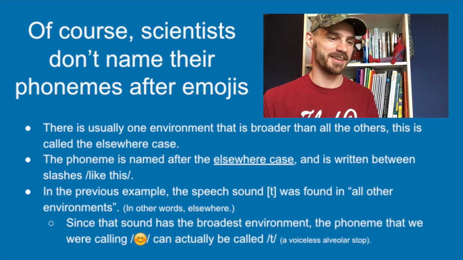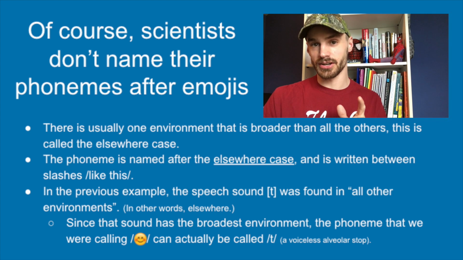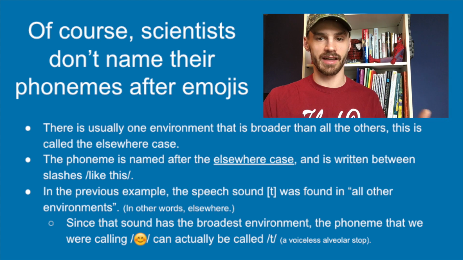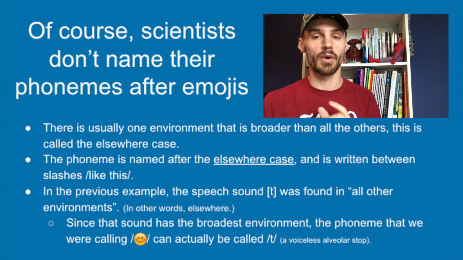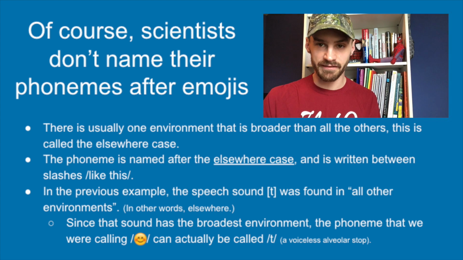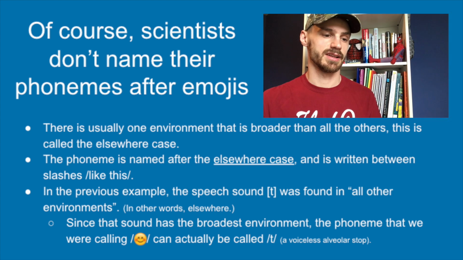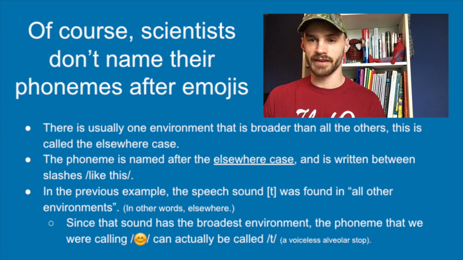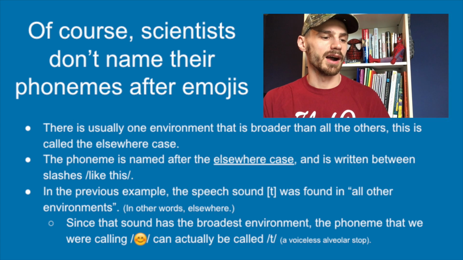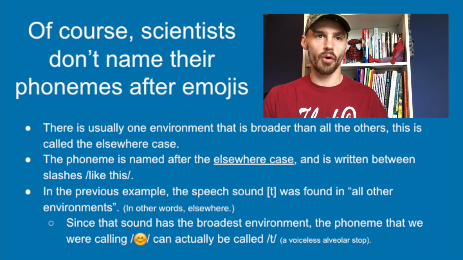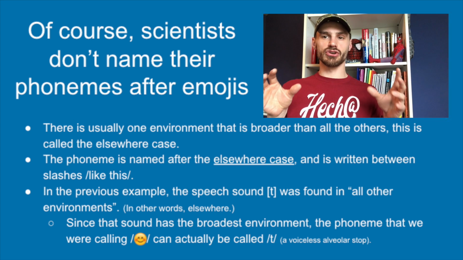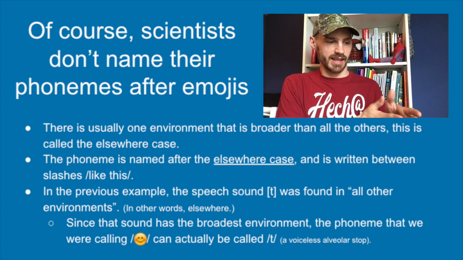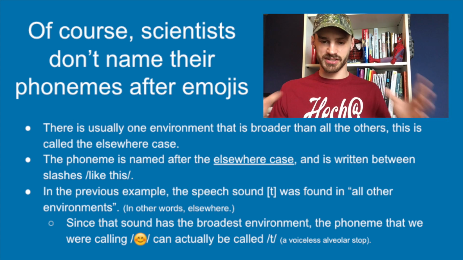That's not very scientific. Like I said earlier, there's almost always one environment that is broader than the other environments. I should say there's one specific manifestation of the phoneme, one speech sound, that is found in a broader environment than all the others. For that environment, we call it the elsewhere case. The whole overarching phoneme is usually named after the elsewhere case, which is one of the speech sounds in the bucket of speech sounds that are encompassed in that one phoneme.